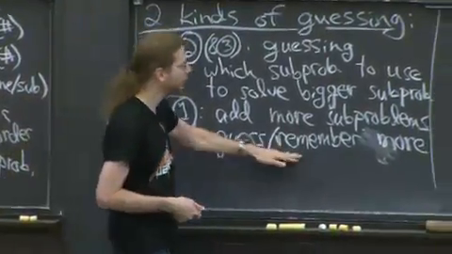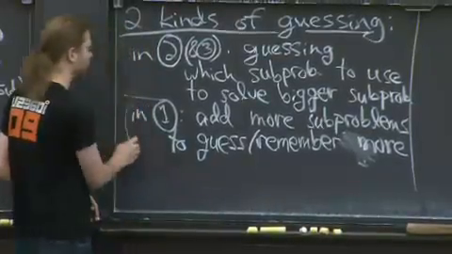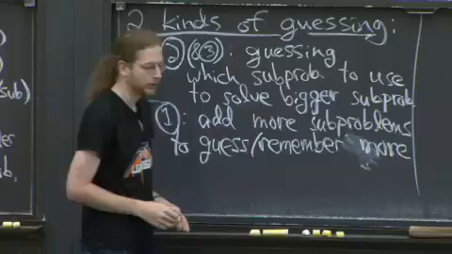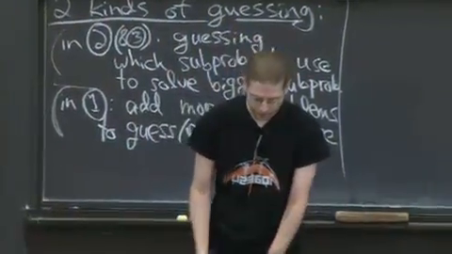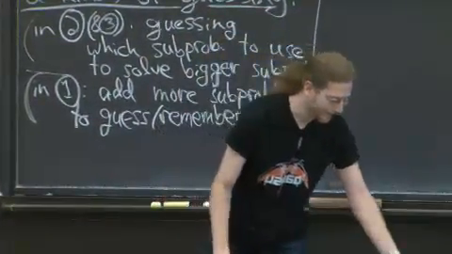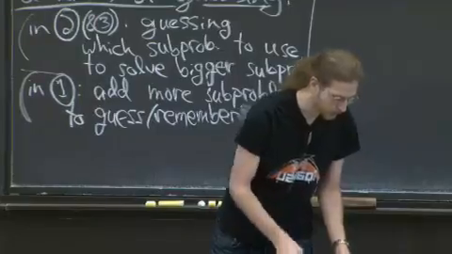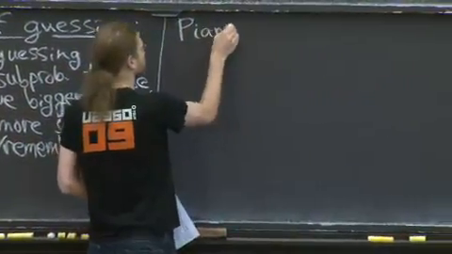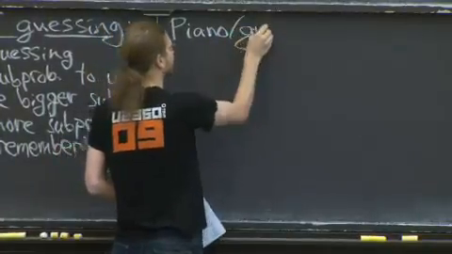We're going to see a bunch of examples of this type today. We'll always use the first type, but we'll see more of this, where the obvious subproblems don't work, and we need to add more. So the first example is piano and guitar fingering.